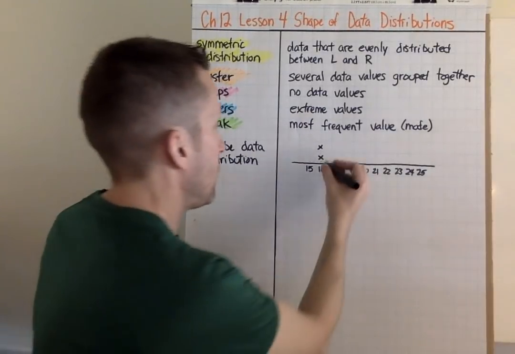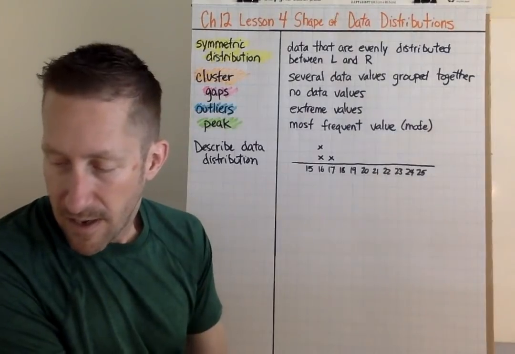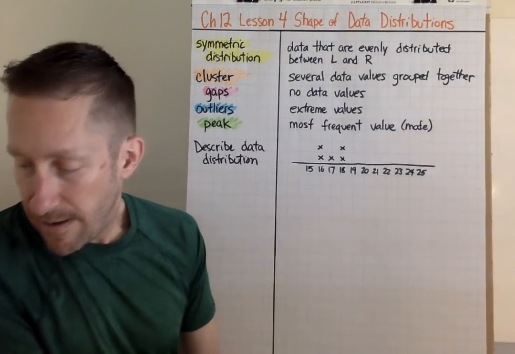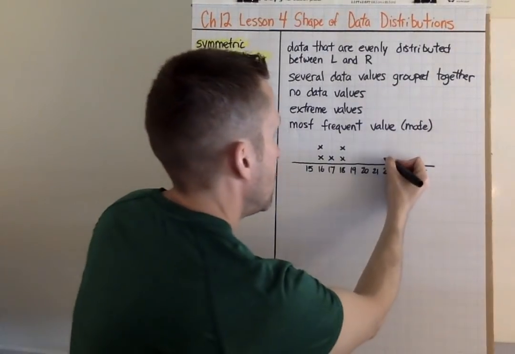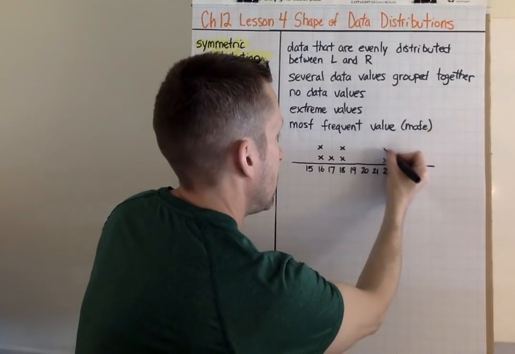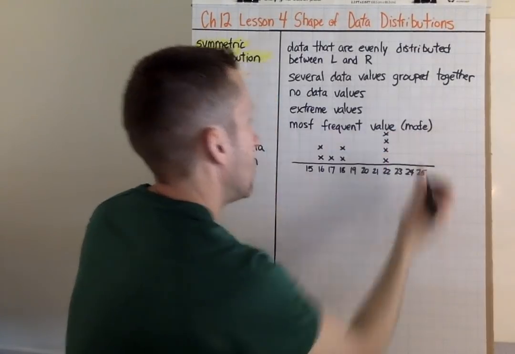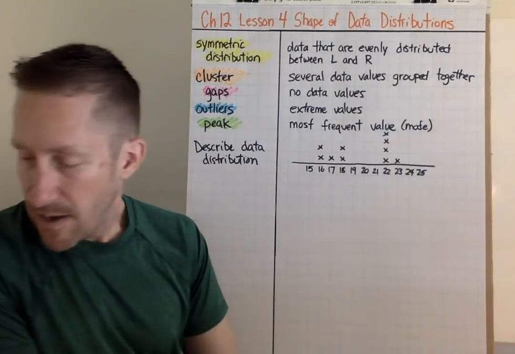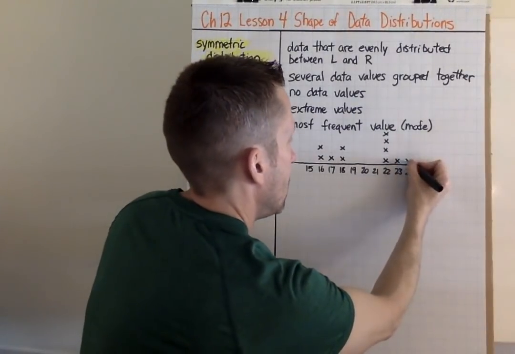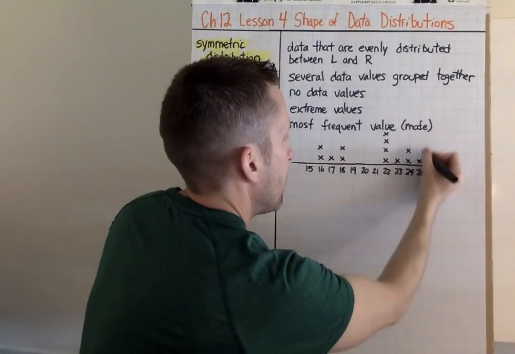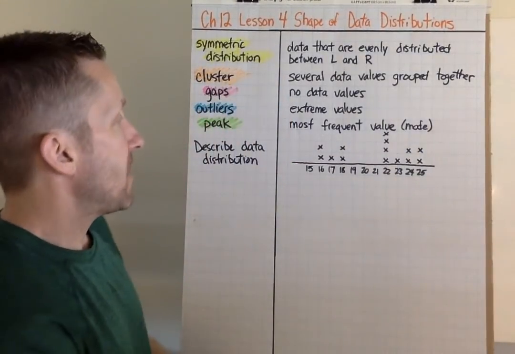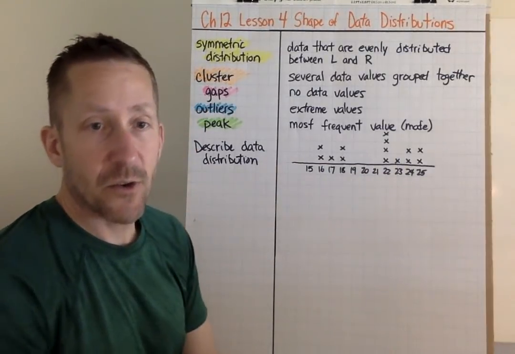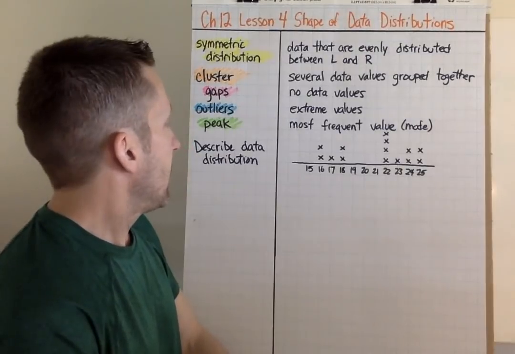We're going to put one value at 17, two at 18. We're going to put 4 at 22. So 1, 2, 3, 4. We're going to put 1 at 23, and 2 at 24, and 2 at 25. Okay, so now we're going to use these words, and we're going to talk about our data distribution for this line plot or dot plot.